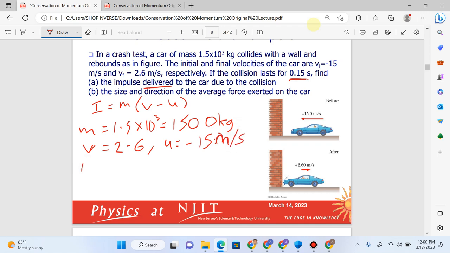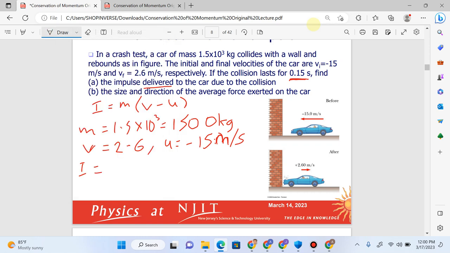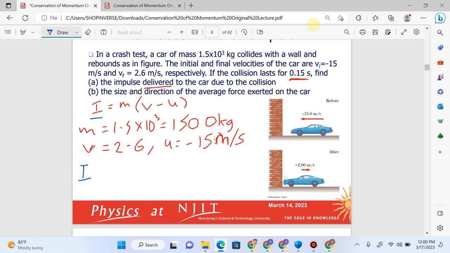Now we can calculate our impulse by substituting the values into the question. Let's go ahead with our solution. Impulse is mass times change in velocity. Impulse equals mass. What's our mass? We can use 1,500 instead of 1.5 times 10 to the power 3, as this is a more direct value. So impulse equals 1,500, open bracket, V.